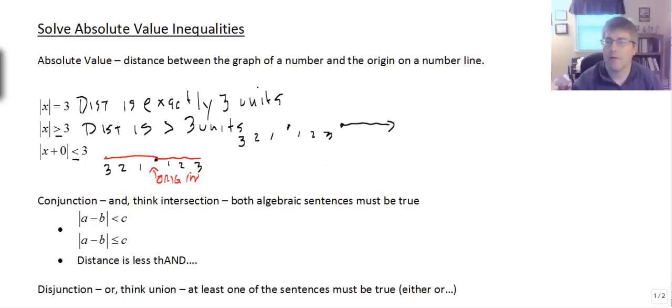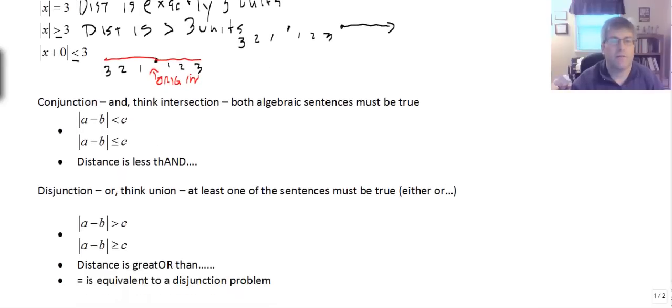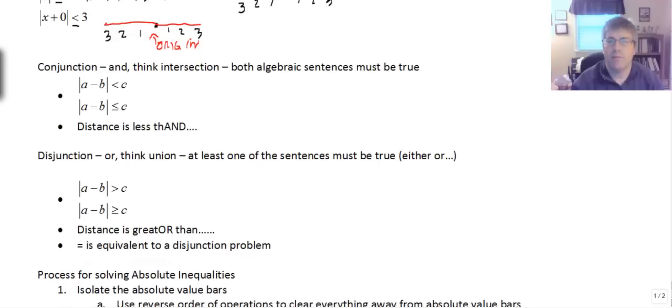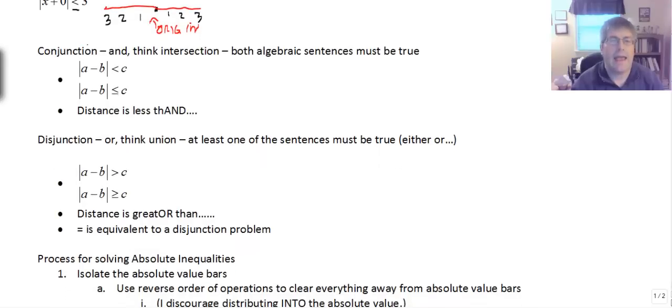So some more definition. Conjunction. A conjunction is and. So when you see and or you see conjunction, think intersection here. What's common to both, or overlap, really. Think overlap. Both algebraic sentences must be true here. And situation occurs when we're working with less than or less than or equal to.